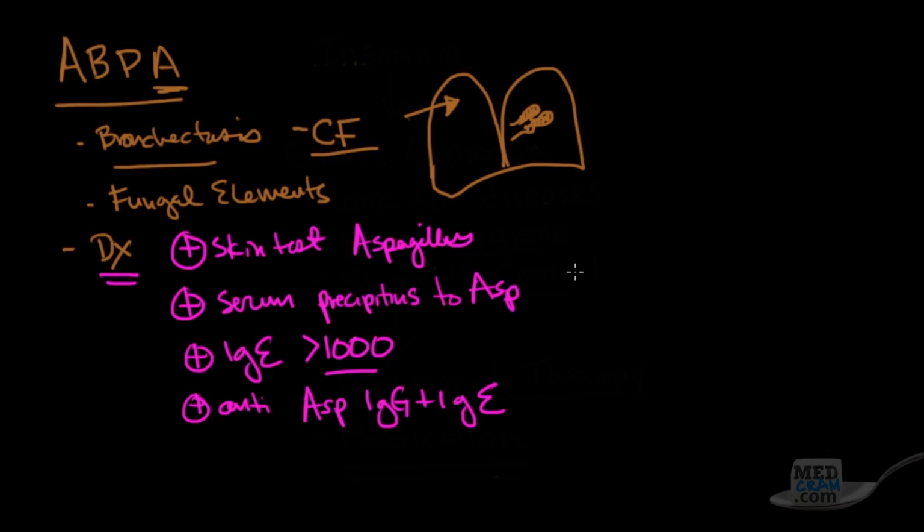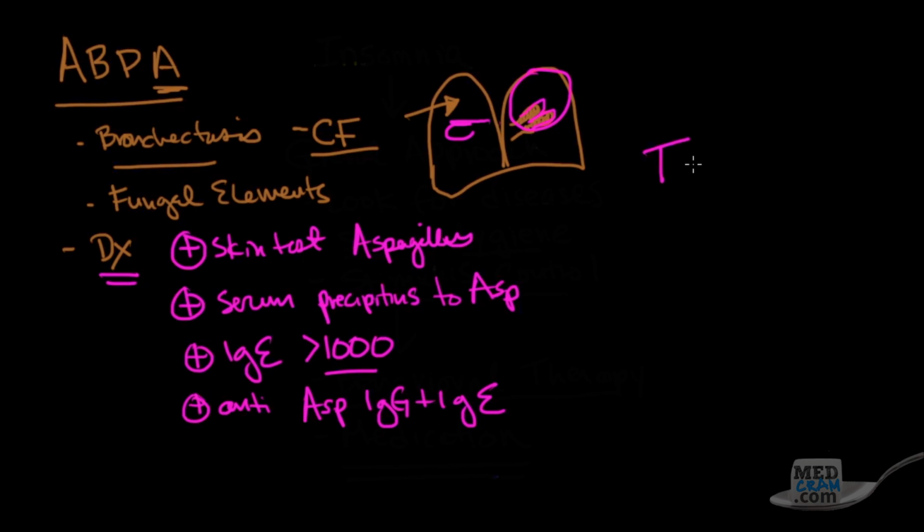And when you look on the CT scan or high-resolution CT, you'll see bronchiectasis. Okay, but typically it's going to be in the upper lobes. A lot of times we see it in the lower lobes in other types of diseases, but here we see it in the upper lobes.